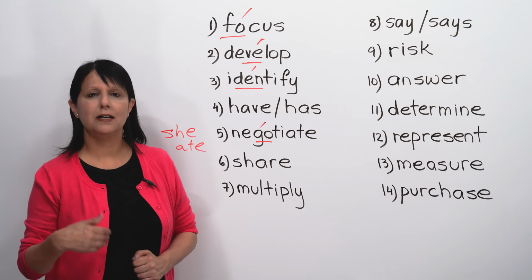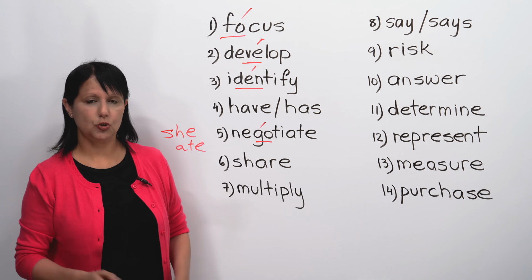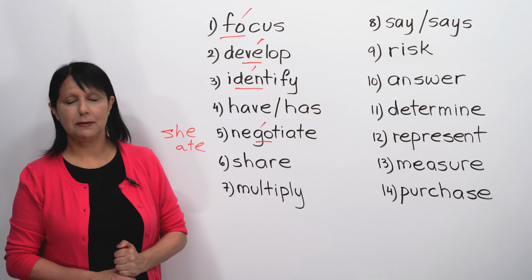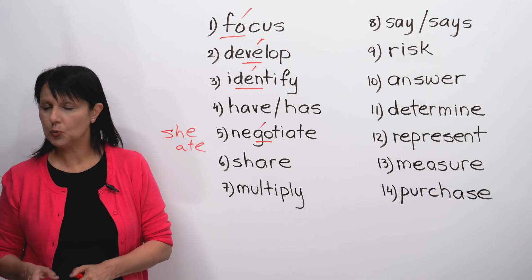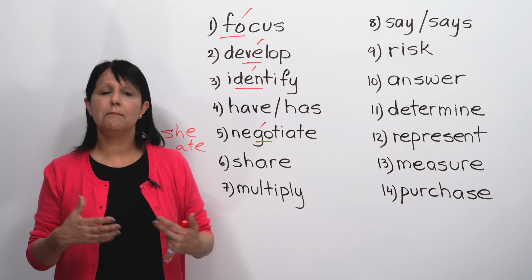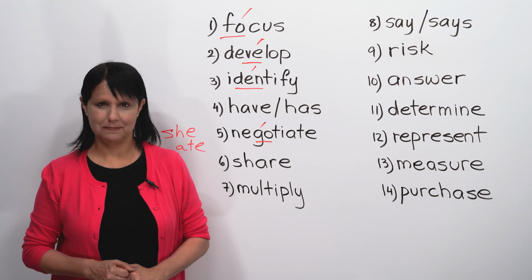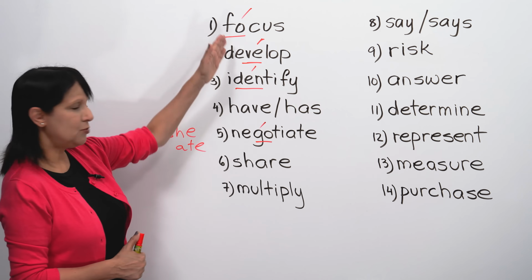The next one, multiply. Say it after me. Multiply. So here, what's problematic is the U, all right? Some people by mistake say multiply with a U sound. It's not U, it's A. Multiply. Say it after me. Multiply. Good.